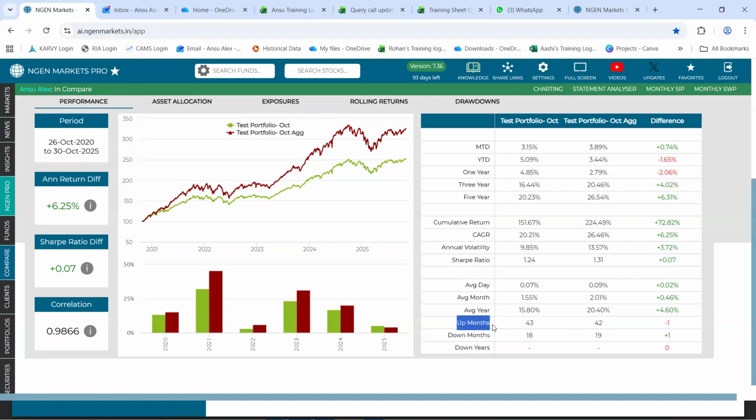The up months let you see the number of months in which both these portfolios gave only a positive return. So you can see the equally allocated portfolio gave 43 months of positive return. However, the aggressive portfolio gave 42 months of positive return. And as the name suggests, down months let us see the total number of months both the portfolios gave a negative return. You can see that the equally allocated portfolio had 18 down months, and the aggressive portfolio had 19 down months.